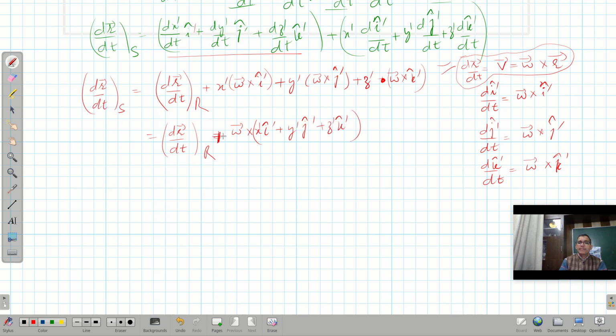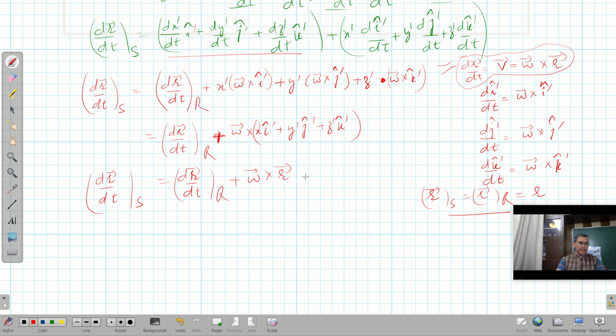So what does it mean? It means that it is dr over dt in the rotating frame plus omega cross r, because r in S frame is equal to r in rotating frame, both are equal to r. So this is the one relationship which we are getting. Or we can also say velocity in the S frame is equal to velocity in the R frame plus omega cross r. It can be written like this.